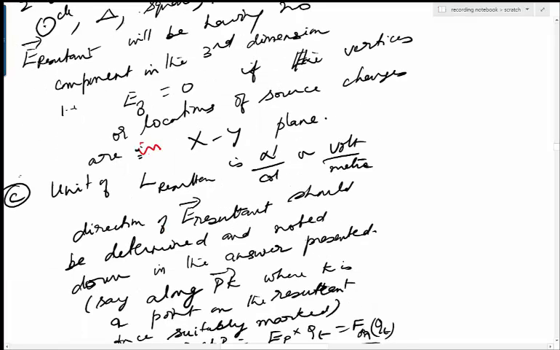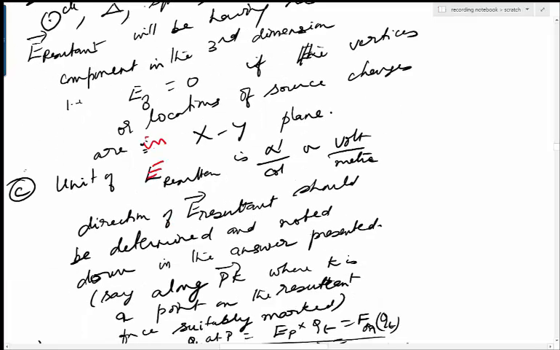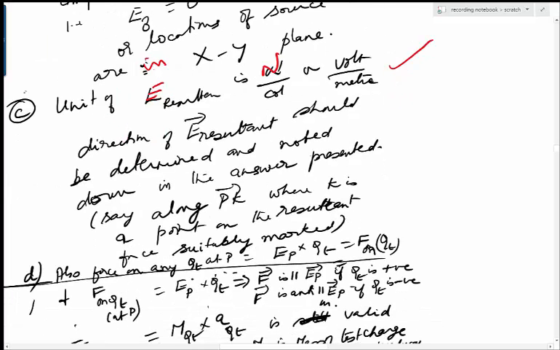The unit of E resultant is Newton per Coulomb or volt per meter, as explained before. The direction of E resultant should be determined and noted down in the answer presented in the paper, say along PK, where K is a point on the resultant. The direction should suitably be marked.